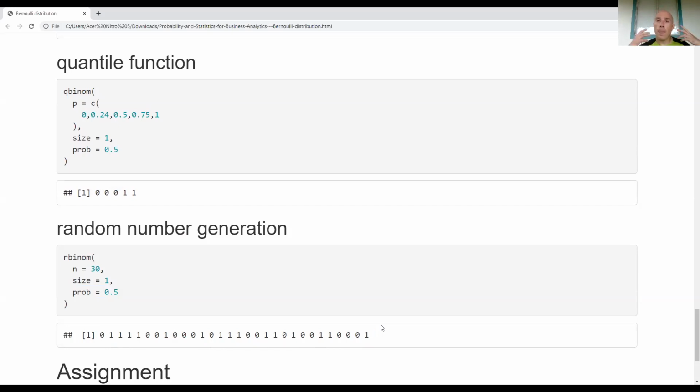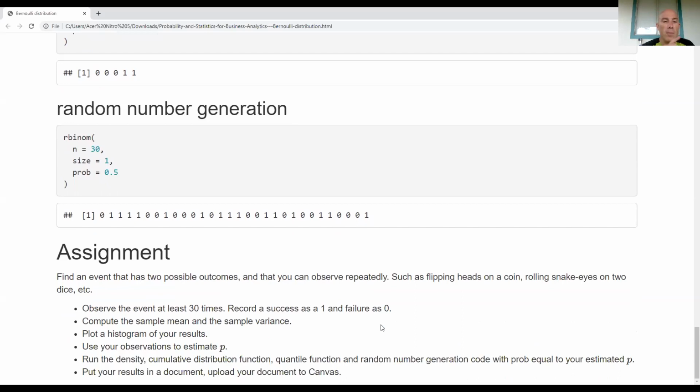All right, so now let's dig into an assignment so that we can get our hands on this and get a feel for what's going on. For this assignment, you need to find some event in real life, an actual real world event that has two possible outcomes. And this needs to be something that you can observe repeatedly rather easily. So this could be something like flipping heads on a coin or rolling snake eyes on 2 dice, something you can do repeatedly rather easily.